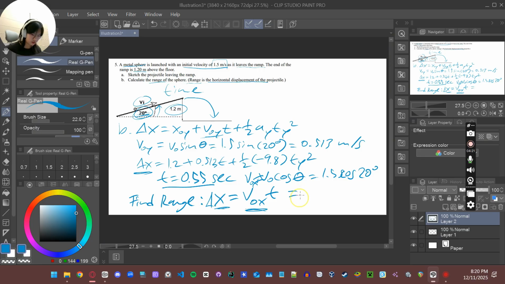Punching that in, you're going to get 1.409 times t is 0.55, and you will get an answer of 0.77 meters. That's it.